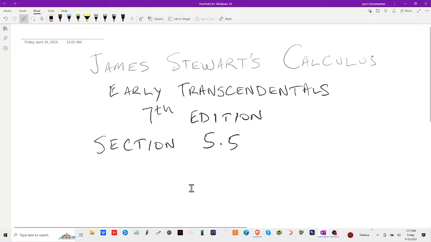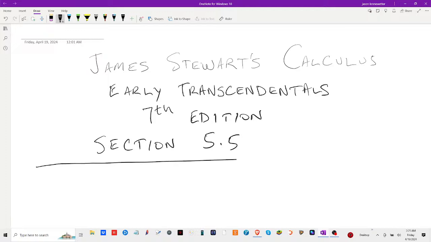Hello. All right, we're going to do section 5.5 of James Stewart's calculus. He has two different versions of the book. I'm going to be using the one that has the early transcendental words in the title, so look for that one. I put a link there so you can get the book yourself, a PDF.